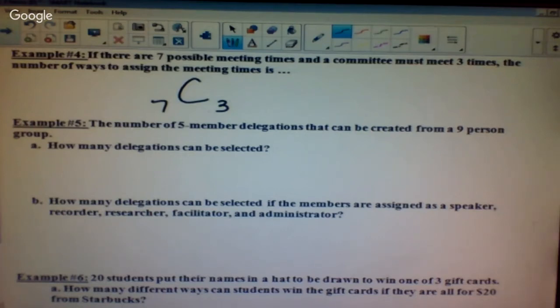Does order matter with how many delegations can be selected? No, which means this is a combination. You have 9 and 5. 9C5.